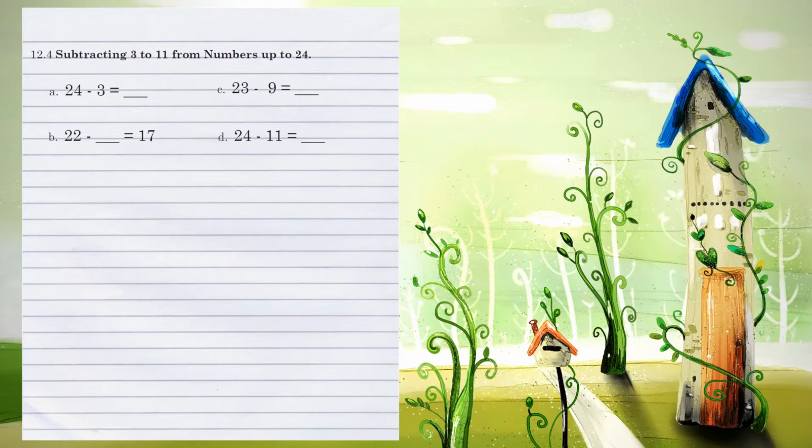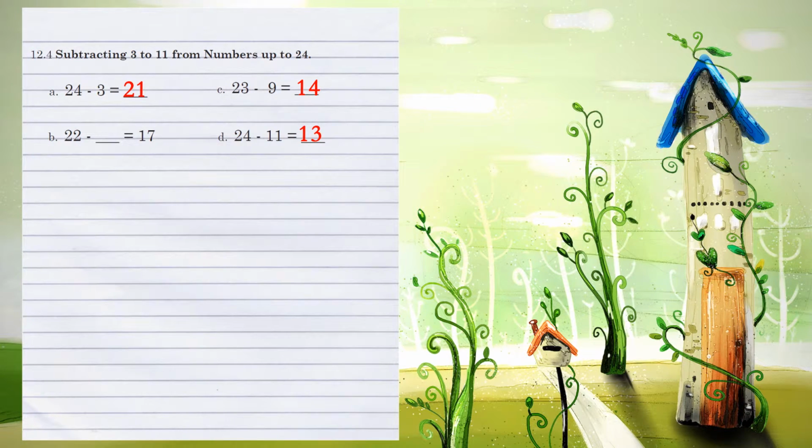Unit 12.4, subtracting 3 to 11 from numbers up to 24. Let's look at example A. 24 minus 3. If we first subtract our ones column, 4 minus 3 is 1. We only have one number in the tens column, so we bring it over for an answer of 21.